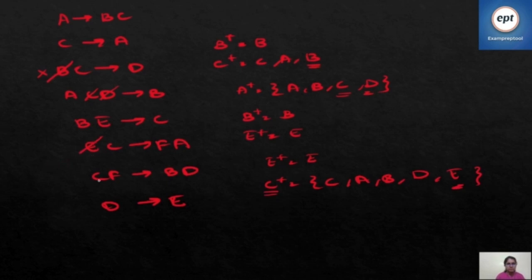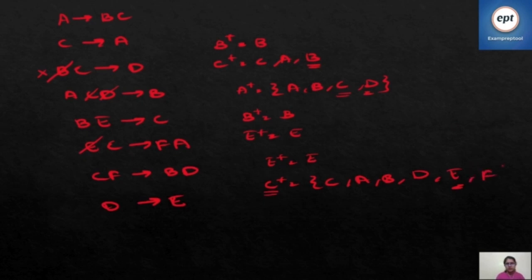Now let's go for CF. In the attribute closure of C, can we derive F? I guess no, from here we cannot derive F. Okay, so let's check the attribute closure of C. We have taken the C closure already, and you can see that from C we can derive F in this closure.